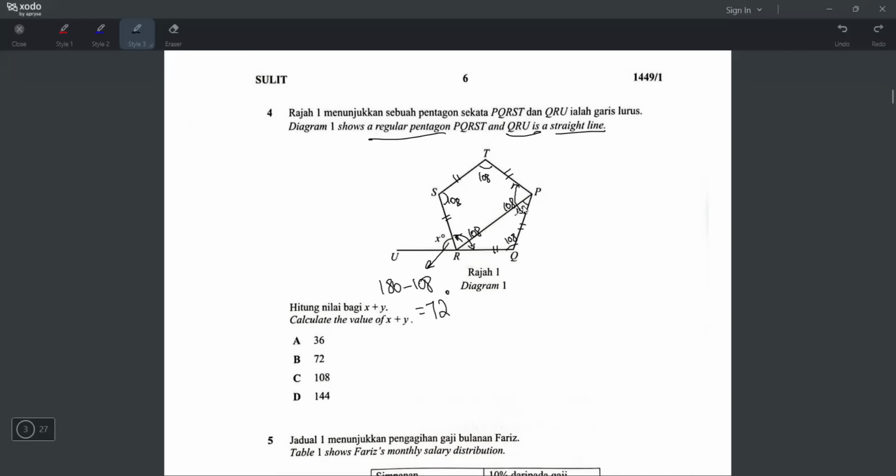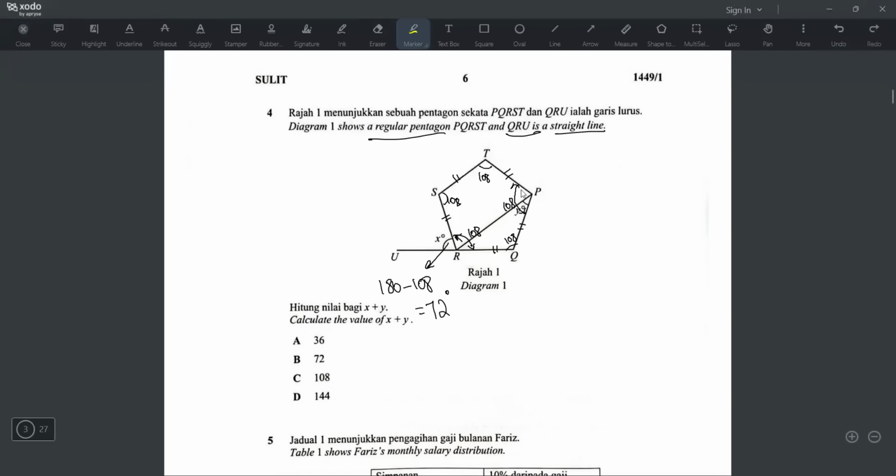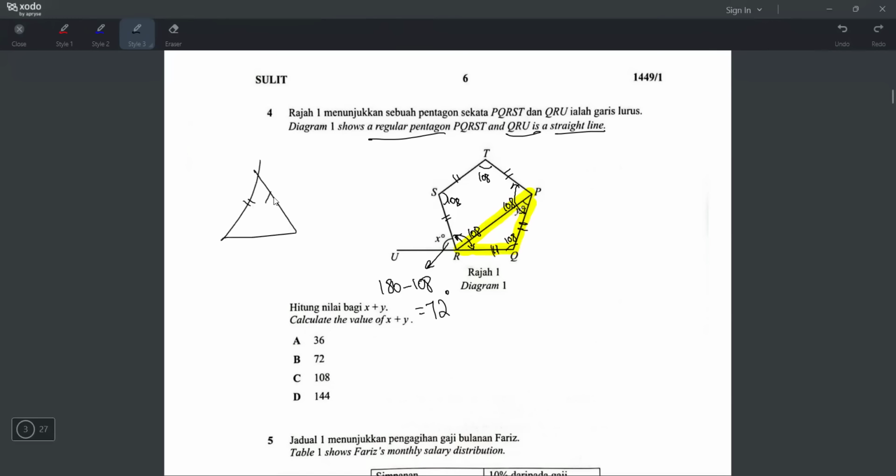But now I have to find Y, right? Okay, how do you think you need to find Y? Okay, very easy. I'll just take out my highlighter here. You can see this is a regular pentagon, but they cut it here, right? They add a line in between like this. Yeah, they add a diagonal. So you can see this triangle is actually an isosceles triangle because these two sides sama panjang. So when you have an isosceles triangle, this angle and this angle mesti sama.